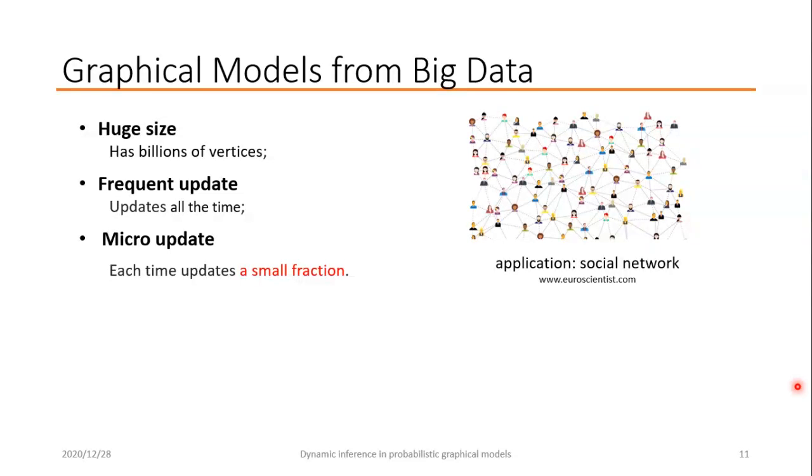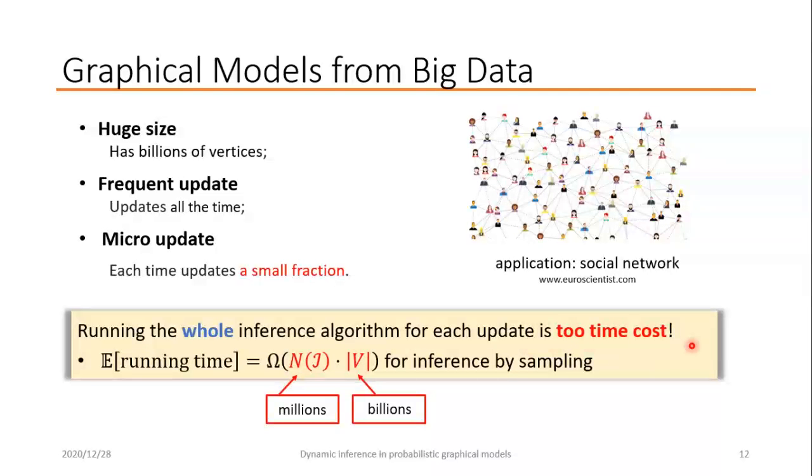Nowadays, big data poses new challenges for inference methods. The graphical models from big data usually have huge size. Moreover, these models are updated frequently, though the difference between the models before and after an update is usually small. For these models, running the whole inference algorithm for each update is too costly. For example, if MCMC sampling is used, for each update, the running time is big omega of the product of N_I and the size of V. However, the size of V can be as large as several billions, and N_I can be as large as several millions.